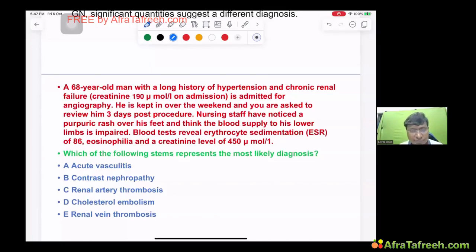What are the points in favor of cholesterol embolism? Purpuric rash as well as the eosinophilia. Okay, right. So that was the question on cholesterol embolism.